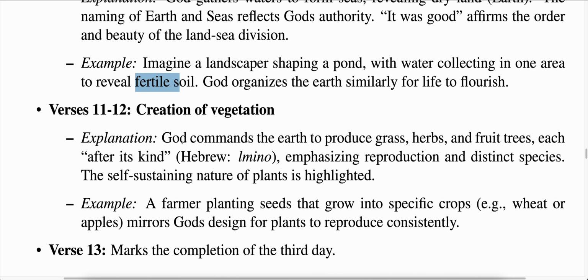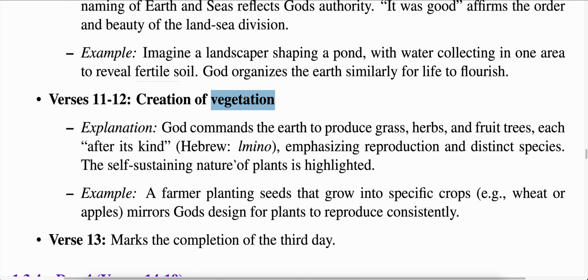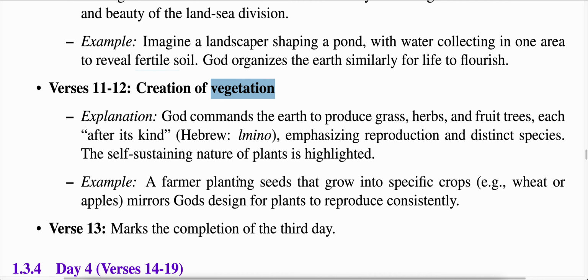After this, he created vegetation, nothing but seeds, planting seeds and crops, wheat or apple or whatever, trees, fruits, vegetables, whatever you're seeing outside. He created everything on day three.